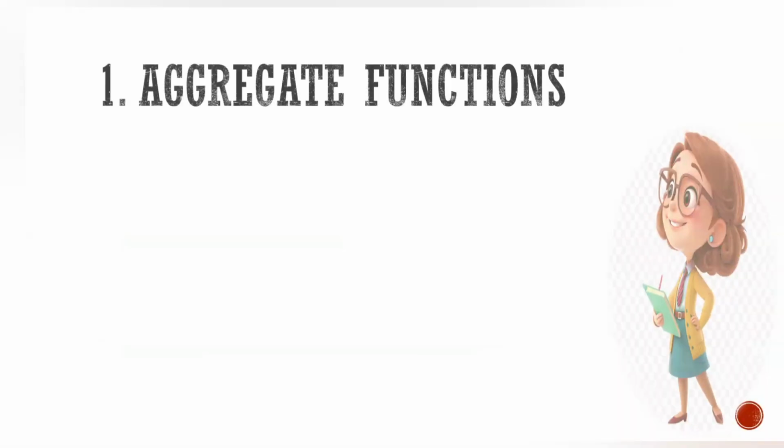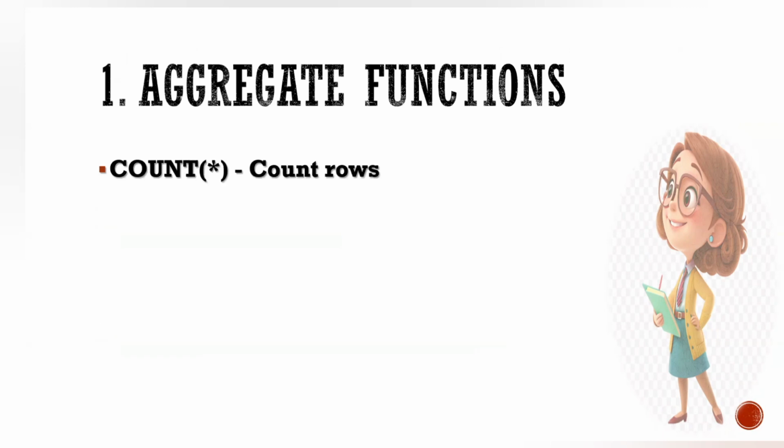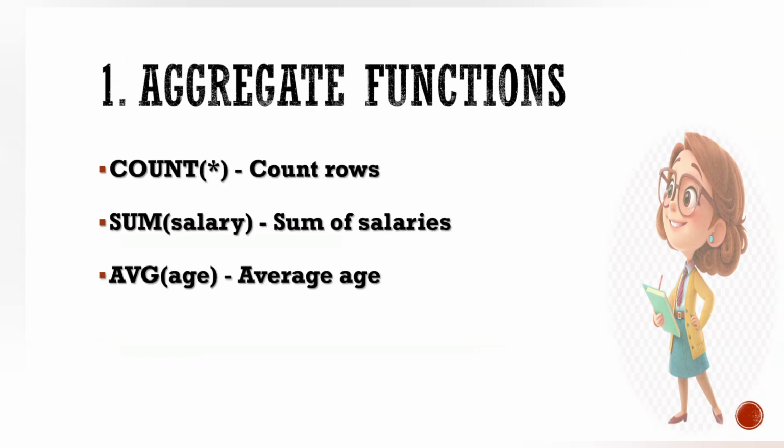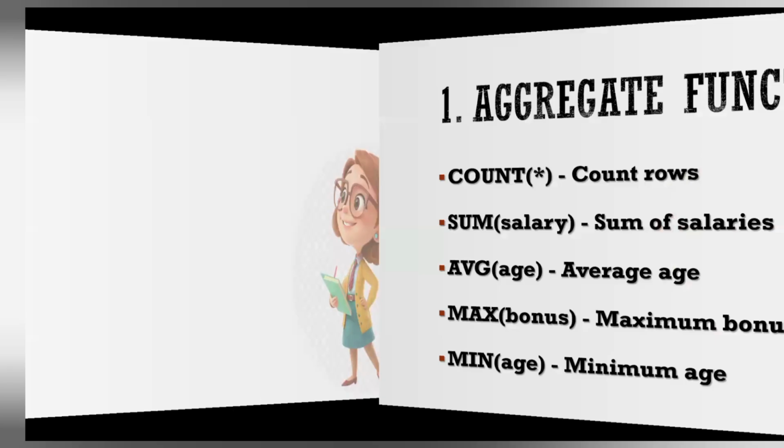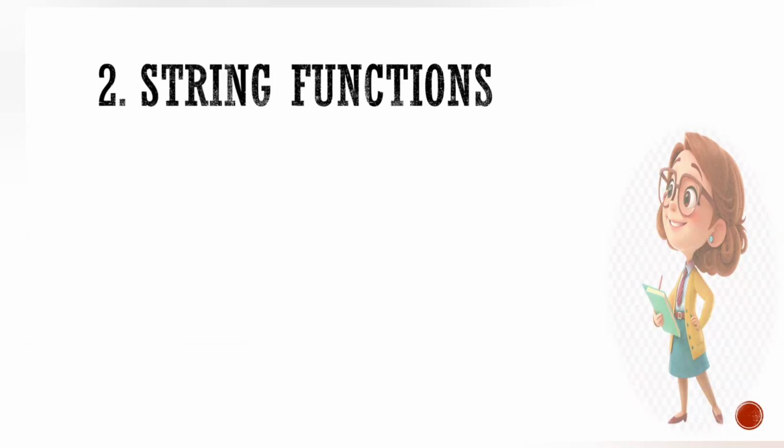Now let's dive into the main types. First, we have aggregate functions. These are used when we want to calculate values from multiple rows. Like we want to count each row, or we want to add some values. We want to find the average salary or average values, return the highest value or return the lowest value. We always use count, sum, average, max, min. They are commonly used with the group by clause.